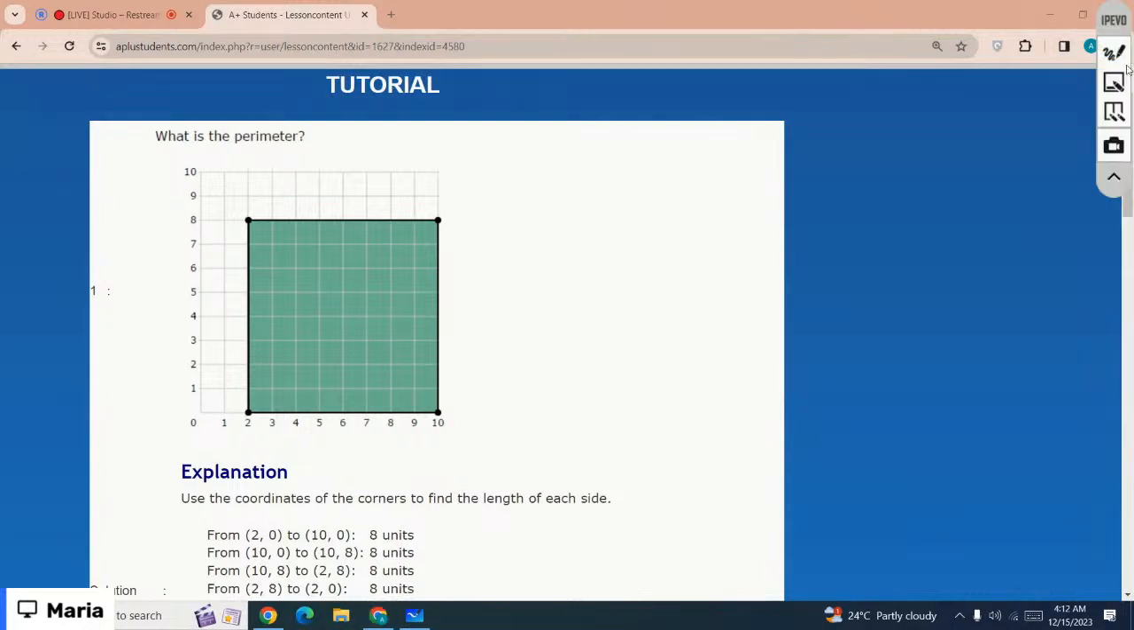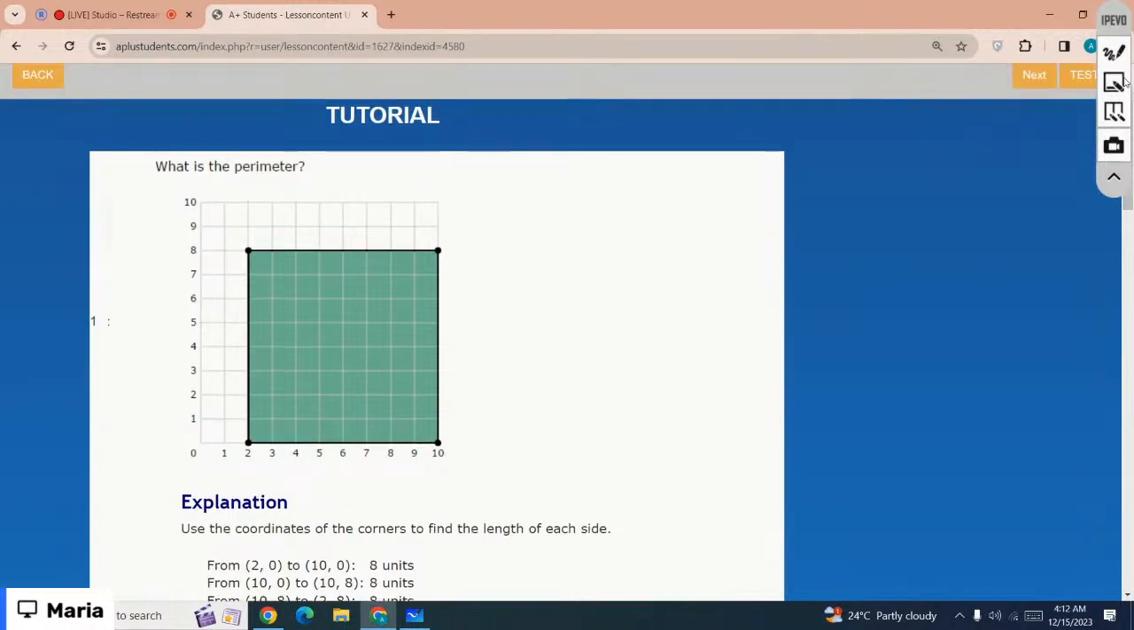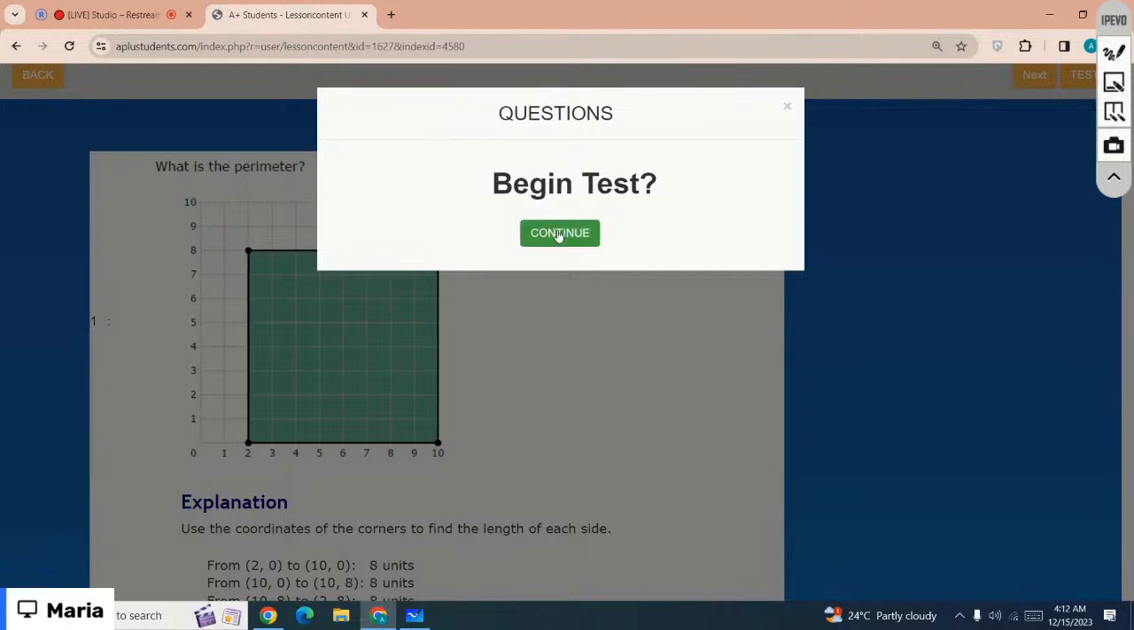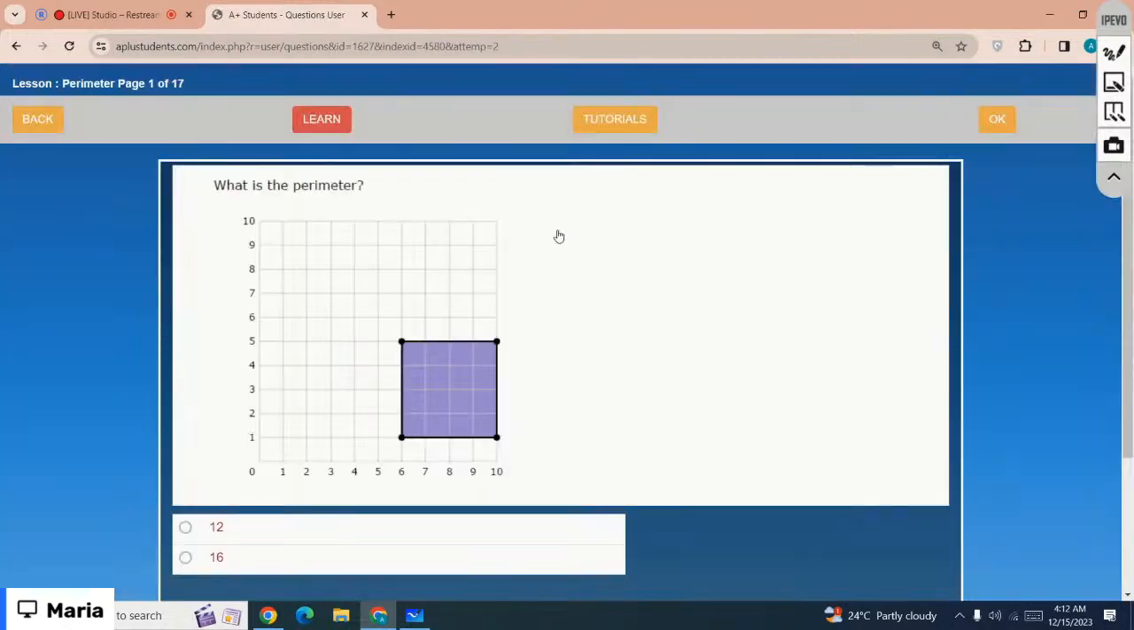Let's just start with the test questions. Okay, what is the perimeter? Which is the correct option? Okay, let's just calculate the side length, right?